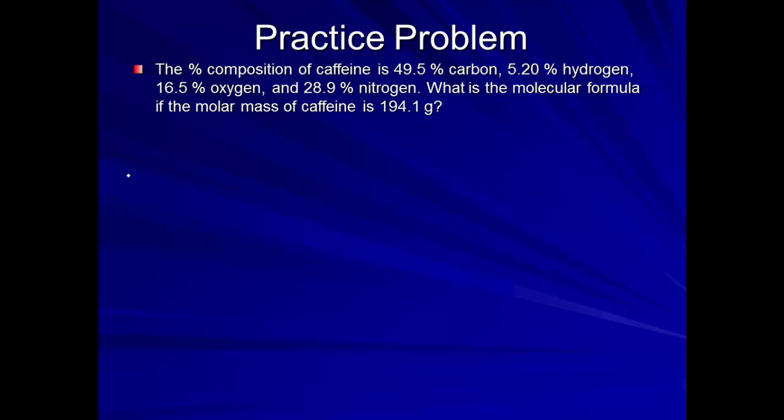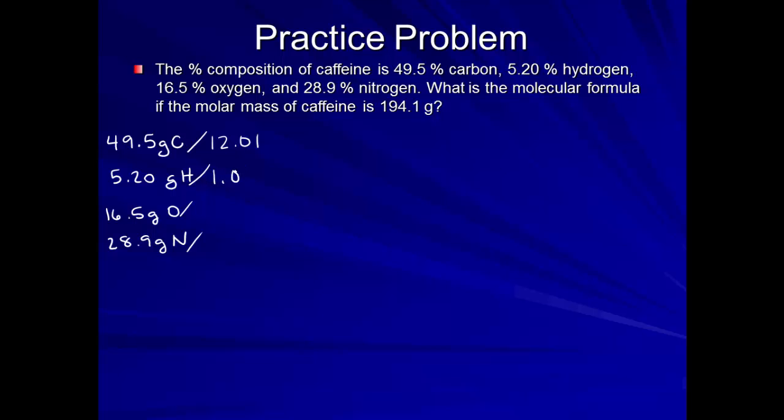So let's begin by listing our elements over here on the left-hand side and changing the percents to grams. So 49.5 grams of carbon, 5.20 grams of hydrogen, 16.5 grams of oxygen, and 28.9 grams of nitrogen. So that was step 1, percent to mass. Next is mass to mole. I divide each element by its unique molar mass. So carbon is 12.01, hydrogen is 1.008, oxygen is 16, and nitrogen is 14.01.